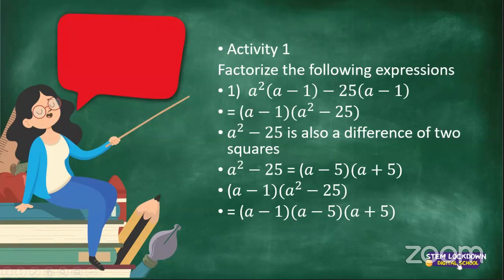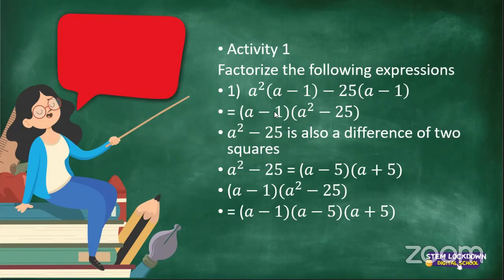So as you can see, we're going to now look at activity 1, which I want us to factorize. The activity says, factorize the following expressions. 1, you have a squared, open bracket, a minus 1, and then minus 25, open bracket, a minus 1.